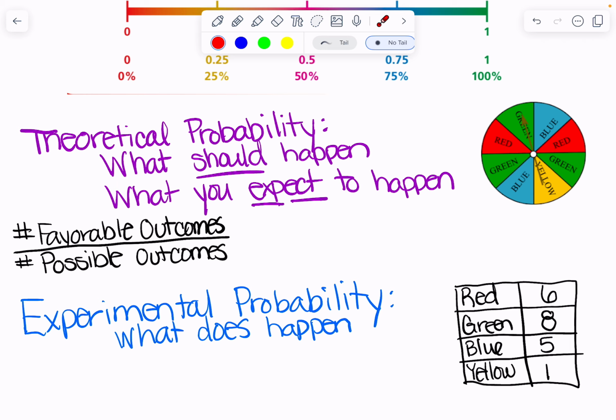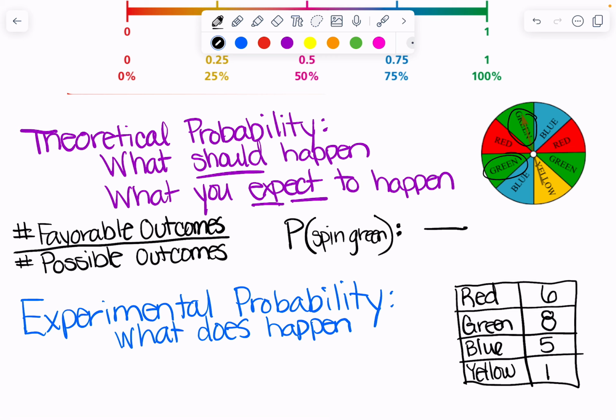So we'll just do a quick little example here on this spinner. One common way that you'll see questions written is a capital P and then in parentheses the event. So if I wanted to know the probability of spinning green, the theoretical probability, I should say, we're going to look at how many favorable outcomes I have to land on green. So right now there's three chances for me to land on green.